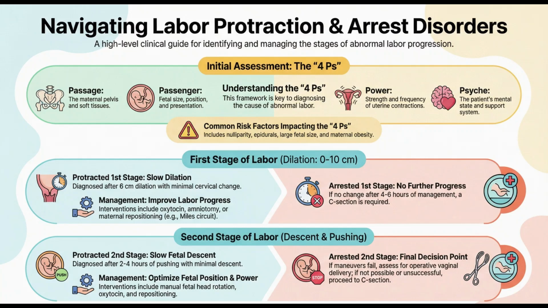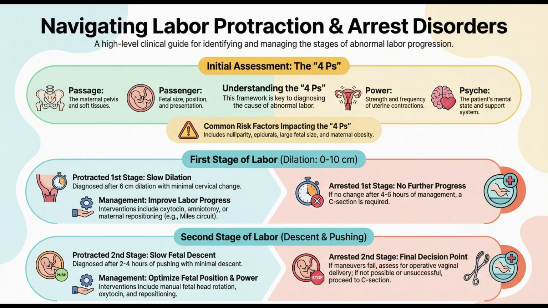Okay, we've navigated the latent phase. Now let's move into the active phase. From 6 to 10 centimeters of dilation, the expectations for progress here are much higher. They are, and if things slow down here, the diagnosis changes. It's no longer a prolonged latent phase, it's a protracted first stage of labor.